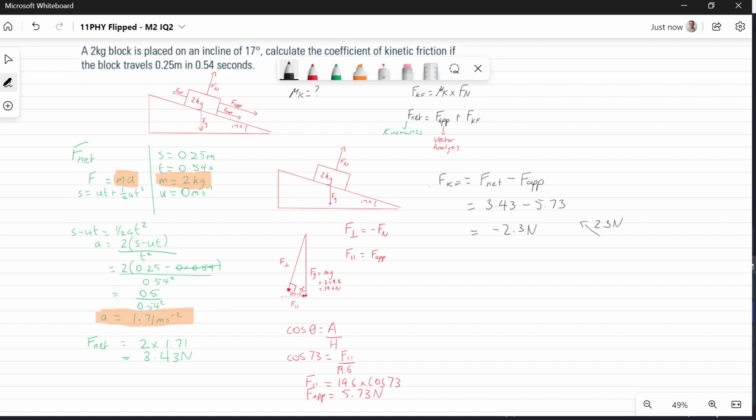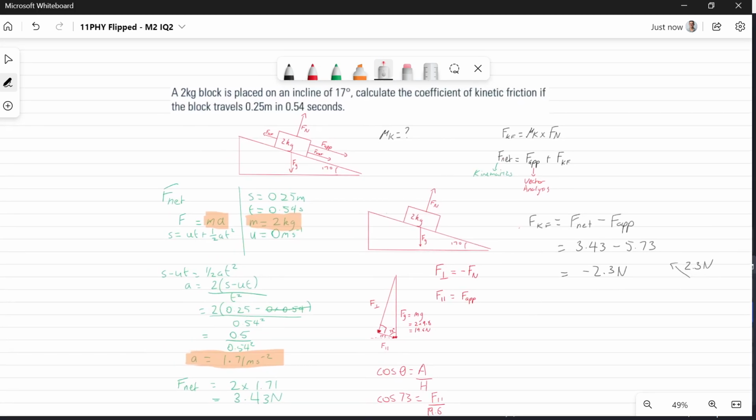And that information gets us a lot closer to being able to calculate what we were asked to find at the beginning of the question, the coefficient of kinetic friction, so mu k. We currently have the force of kinetic friction, but what is missing is the magnitude of the normal force. As we identified earlier, the perpendicular force is going to be equal but opposite in direction to the normal force.